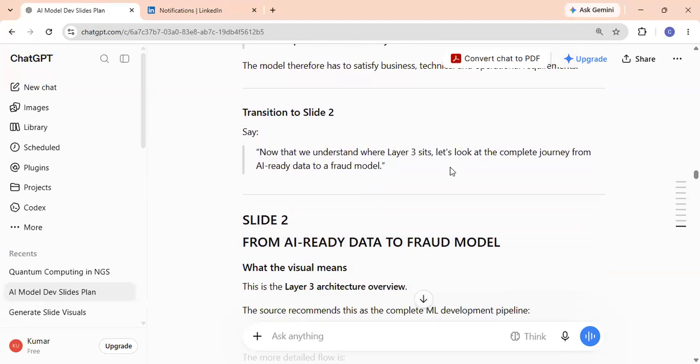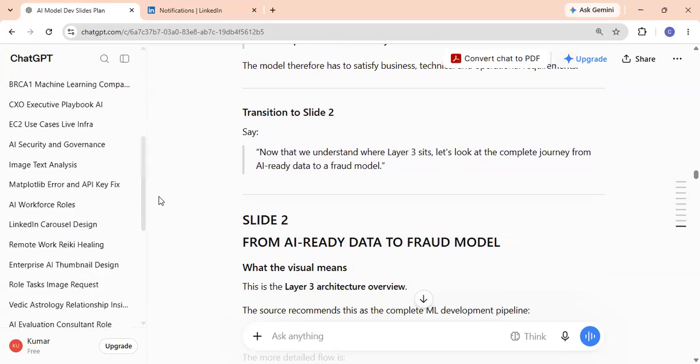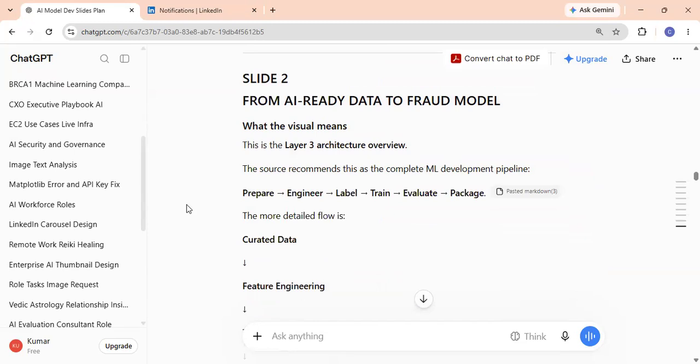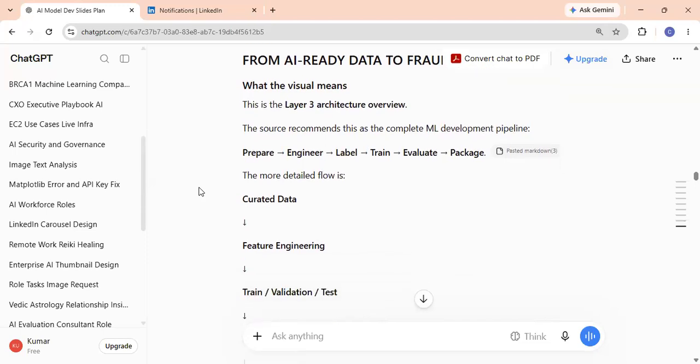us look at the complete journey from AI ready data to a fraud model. So what is slide 2 here? From AI ready data to fraud model is the layer 3 architecture overview we are seeing. Then the source recommends this as the complete ML development pipeline. Then prepare, engineer, label, train, evaluate, package. It means finally we packaged it and kept it ready. Validation, safety, layer 4, purpose, the final thing.